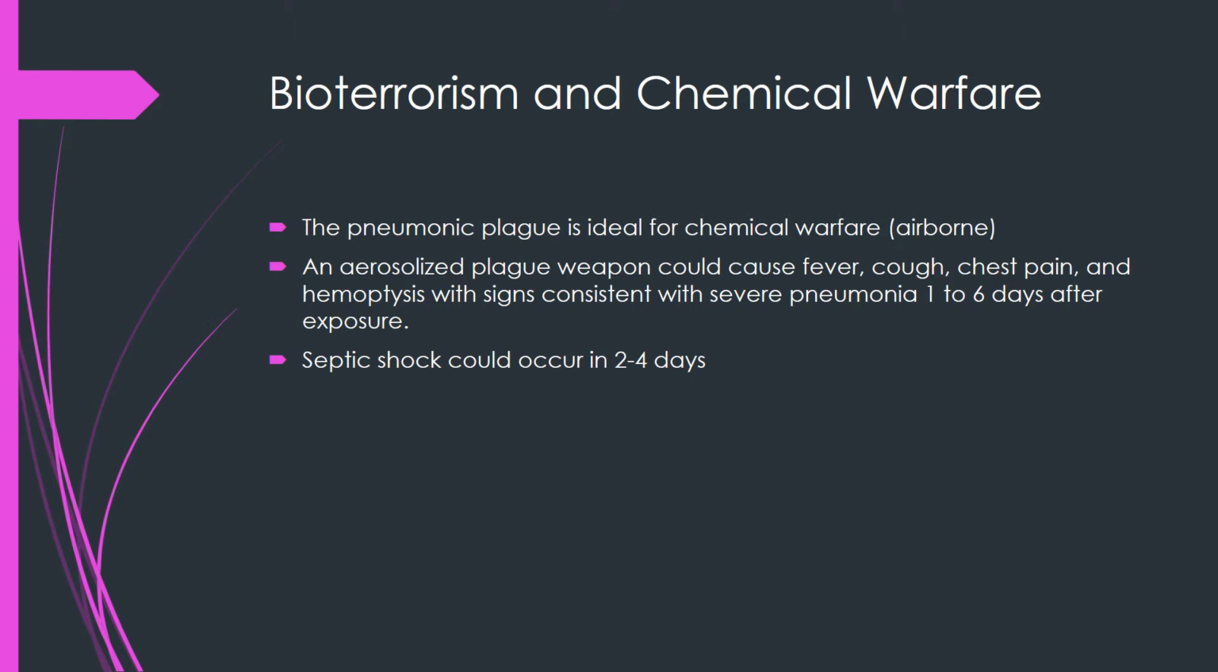So as I said, this one, the pneumonic plague, is very scary, and in bioterrorism and chemical warfare, the pneumonic plague is mentioned when talking about that. It's ideal for chemical warfare because it's airborne. Once it's in the air, it causes fever, cough, chest pain within 1 to 6 days, and then in 2 to 4 days you get into septic shock.